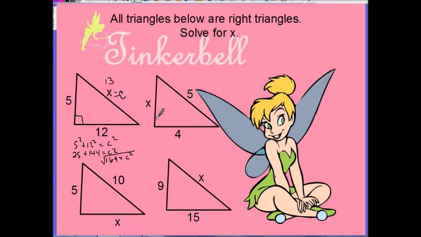For our second one, our c is going to be our hypotenuse, which is going to be 5, which means that we can either call a our x or b our x. It doesn't make a difference, but here we go. x squared plus 4 squared equals 5 squared, where 5 is the length of the segment of our hypotenuse. x squared plus 16 equals 25. Subtract 16 from both sides. x squared equals 9, and square root it. Our x is equal to 3.